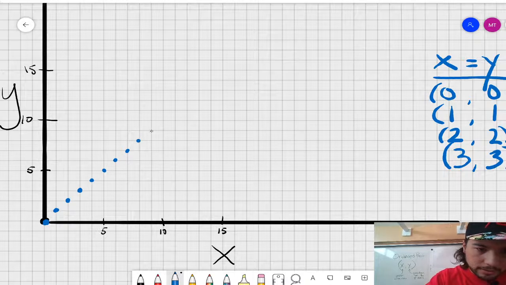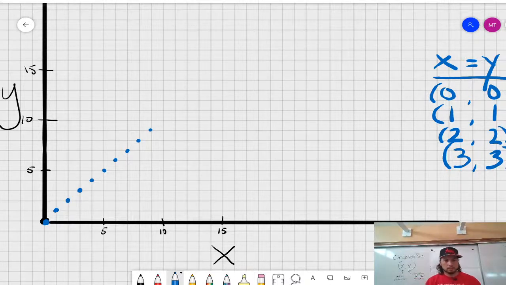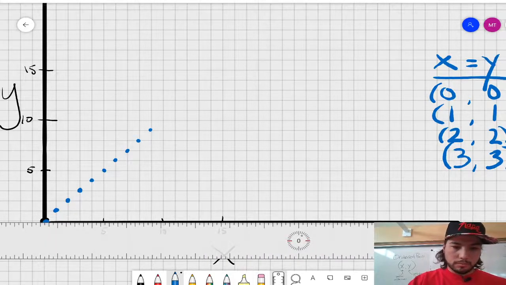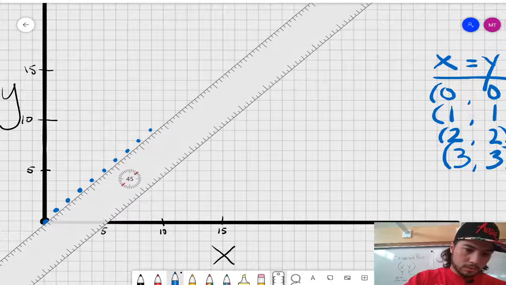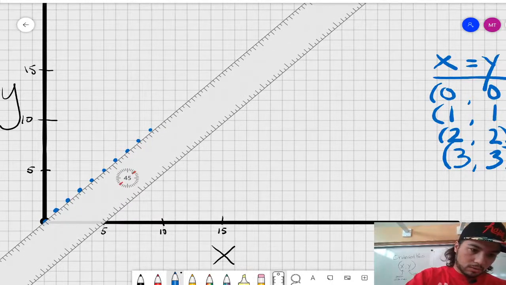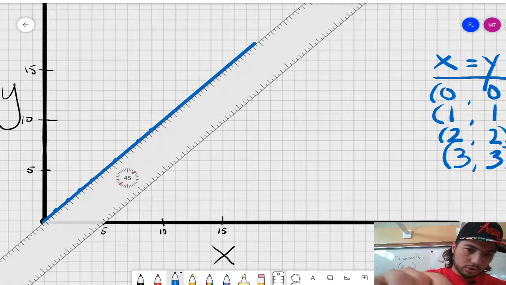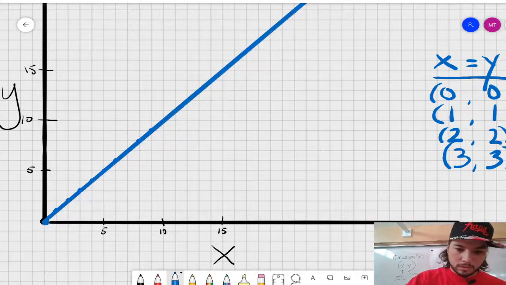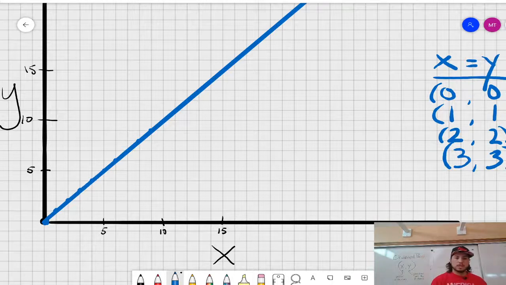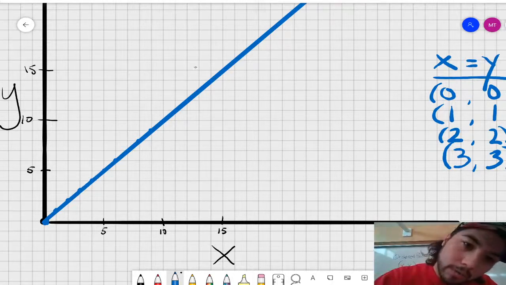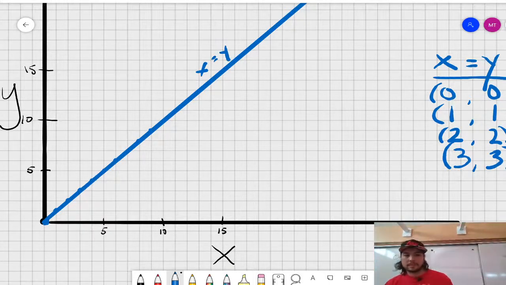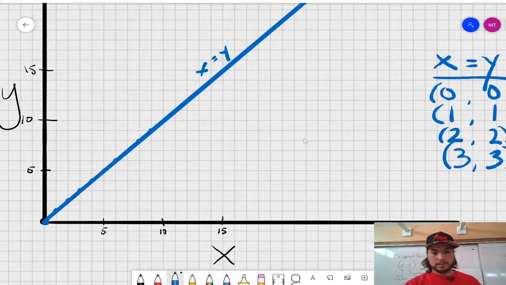And we can see there a pretty clear line in blue. In fact, if we wanted to, we could take our ruler and draw that line all the way up. Okay, so there is our x equals y. And I'm actually going to write it right there next to the line. So every x value, every value on the x-axis, you're going to have the exact same value on the y-axis. Okay?